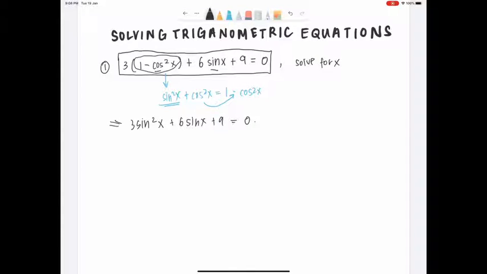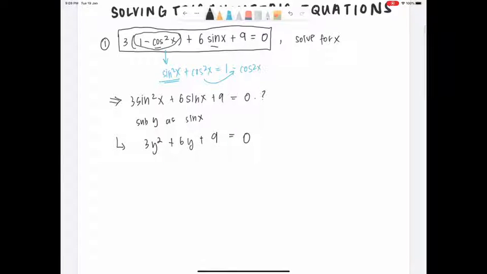From here, you might be wondering what we can do. This is a very common exam question, and the trick here is to substitute a different variable in place of sine x. So you could say y is sine x. Then you could rewrite it as 3y squared plus 6y plus 9 equals 0. From here, it's quite simple. You can factorize it as a quadratic, and then you can get two answers.